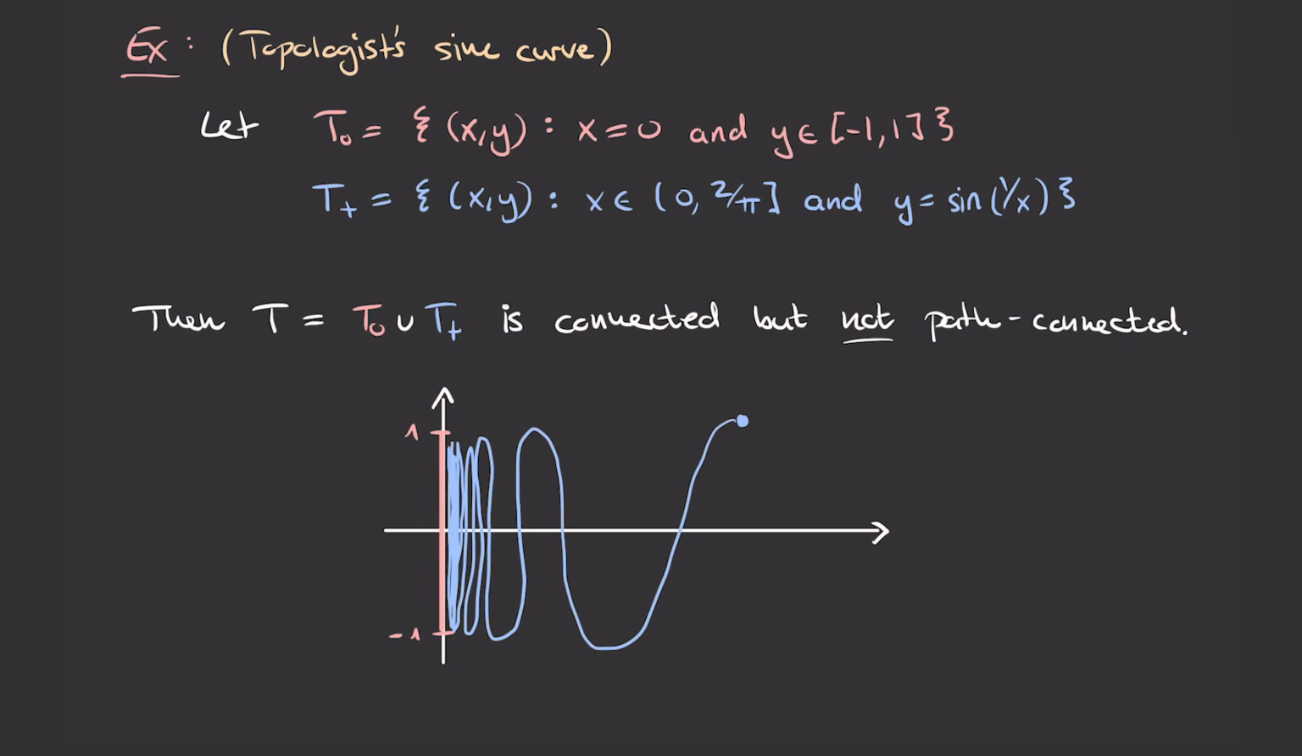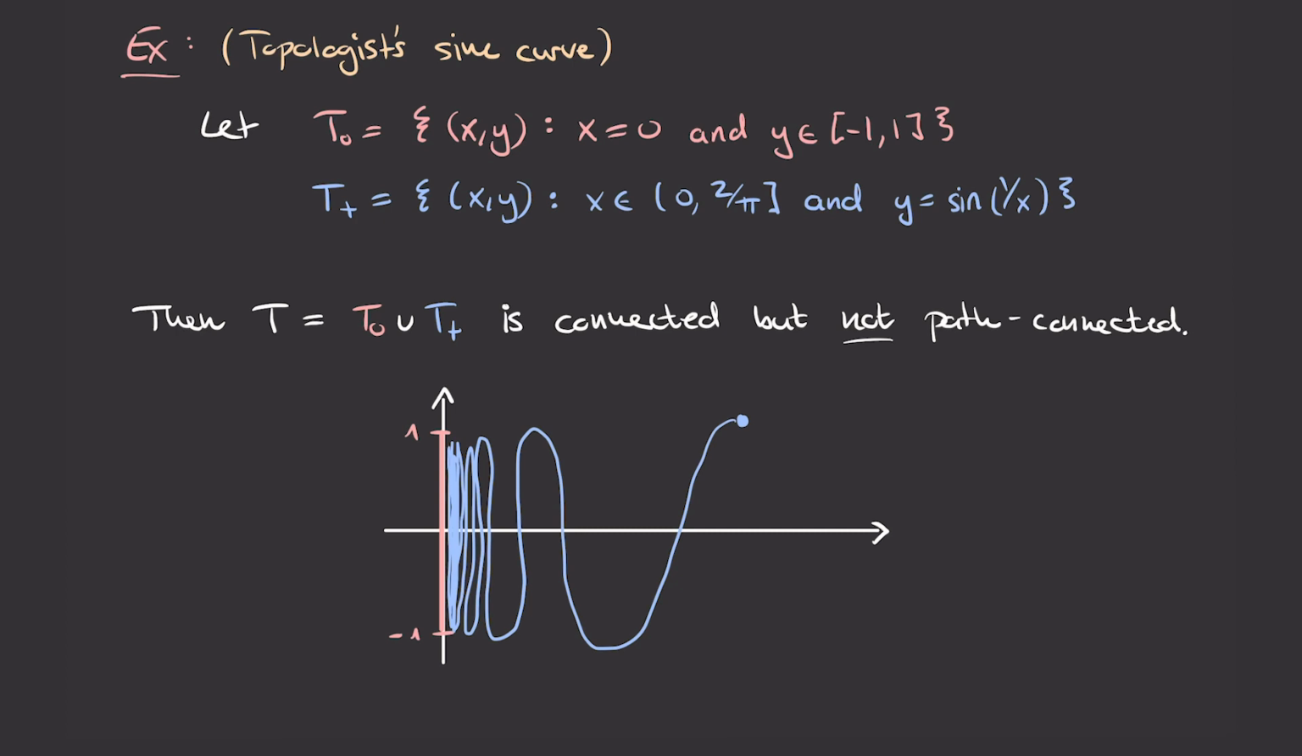And then we define a second set, T+, which is essentially the graph of sine of 1 over x. So here it's all the points (x, y) in the plane, such that x lies in this half-open interval from 0 to 2π, and y is equal to sine of 1 over x. So this curve will start at some point, and then it will oscillate, and the oscillations will always get quicker as it approaches 0, because in that case, the argument in the sine function increases towards infinity.